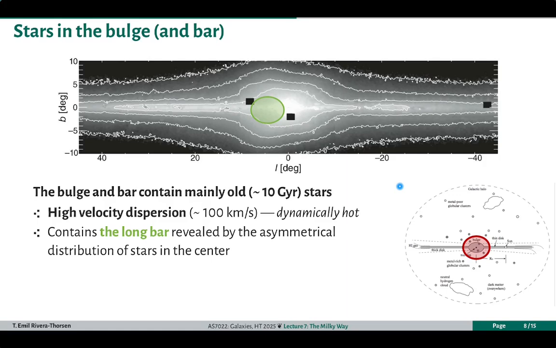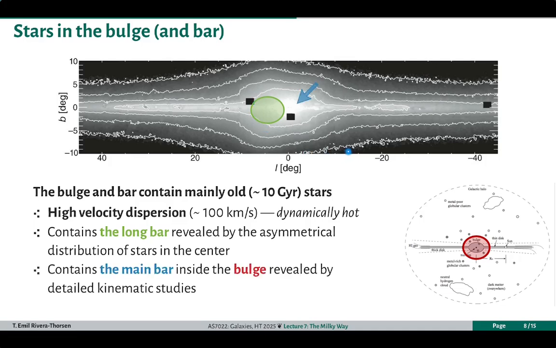This contains what we call the long bar, which is revealed by the asymmetrical distributions of stars in the center, which you can kind of see here. And it also contains the main bar inside the bulge, which is revealed by detailed kinematic studies. So we have a bar that sits inside the bulge, and then the younger, longer extension of the bar that also reaches outside of the bulge.